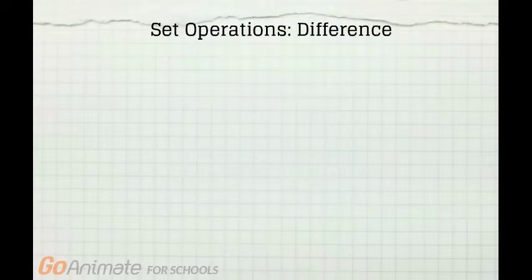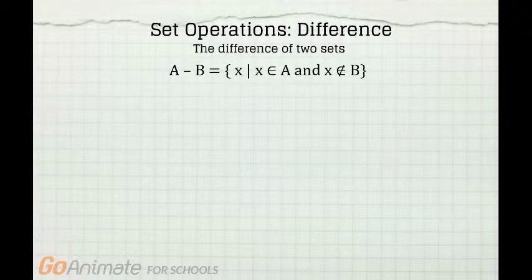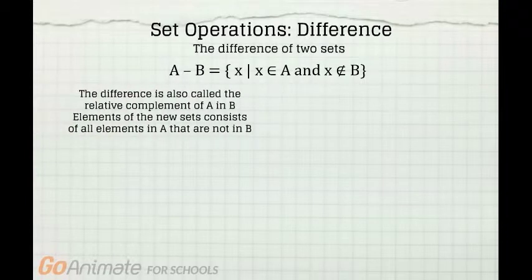Another operation of sets is difference. The difference of two sets A and B is equal to the set of X such that X is an element of set A and X is not an element of set B. The difference is also called the relative complement of B in A. Elements of the new set consist of all elements in A that are not in B, as shown in the Venn diagram.